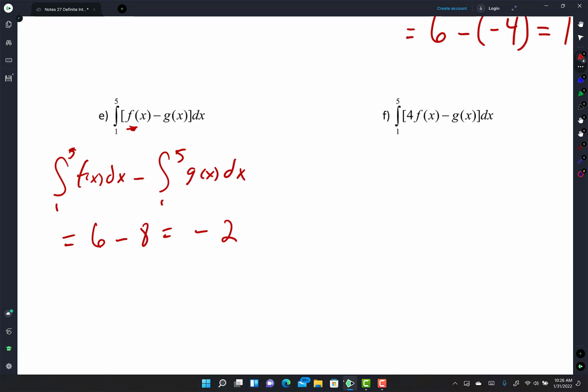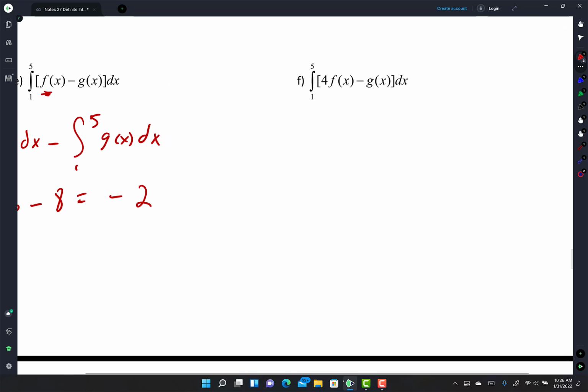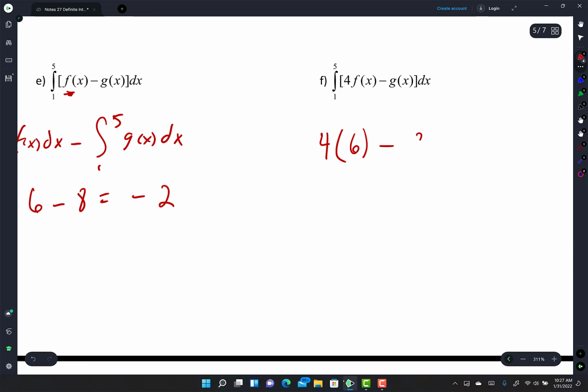Bless you. I think we also have enough, let's see, 1 to 5 of f of x and g of x. Yep, we got enough information for letter F, so we just continue. So 4 times, is it 6? Minus 8. I hope I didn't do any mistakes. 4 times 6 is 24 minus 8.